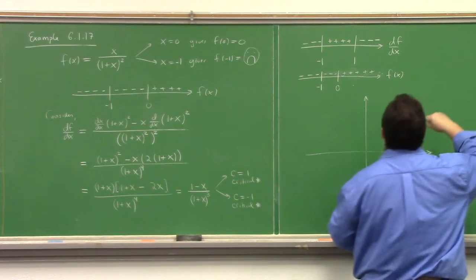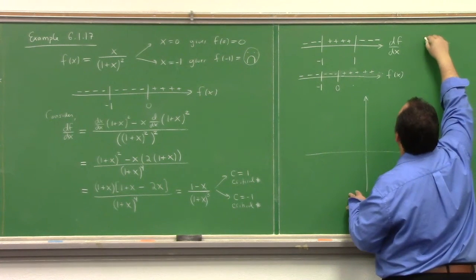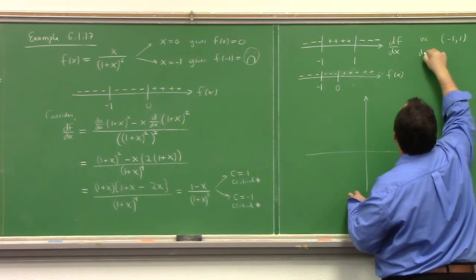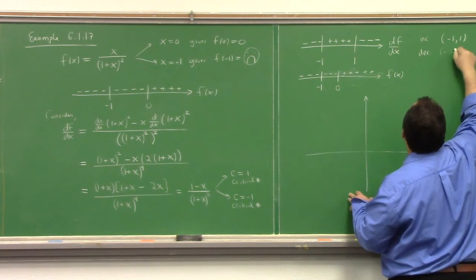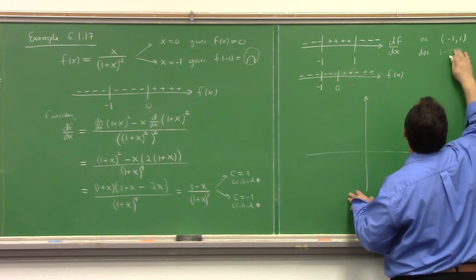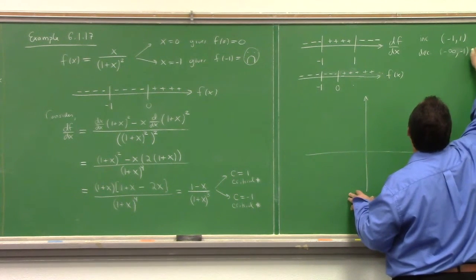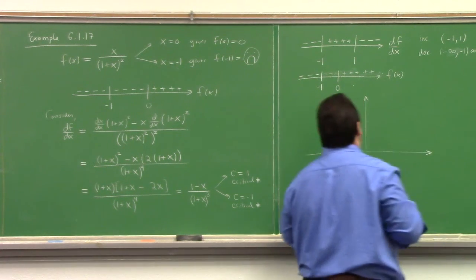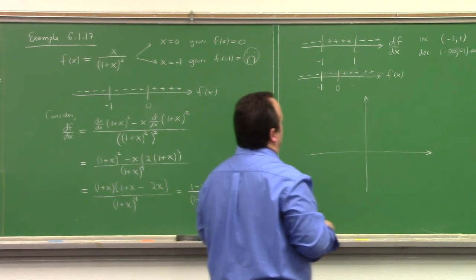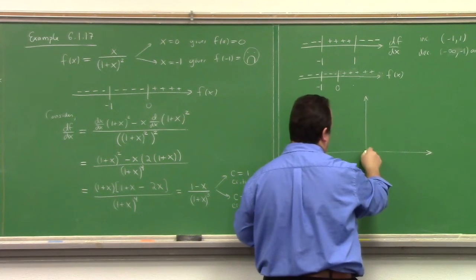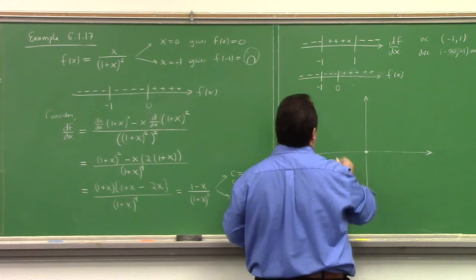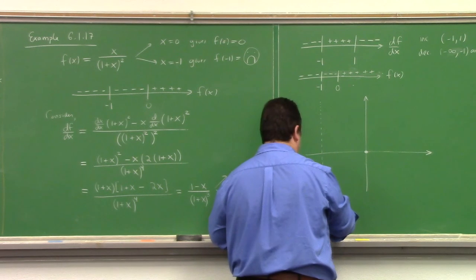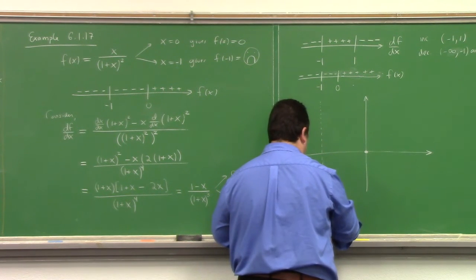So where is it increasing? Increasing on -1 to 1, and decreasing elsewhere, right? And so it's got an x-intercept where? At 0, right? Got a vertical asymptote at, right? X equal to -1 is the vertical asymptote for this thing.